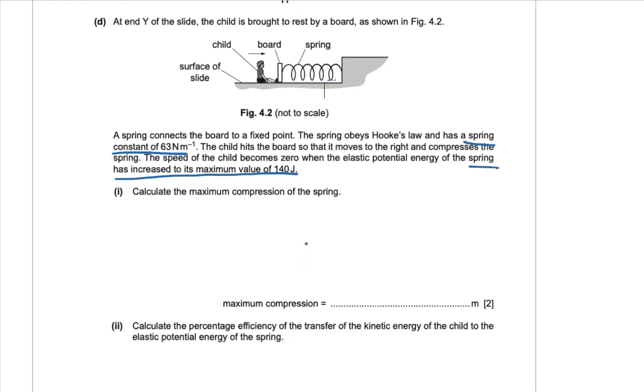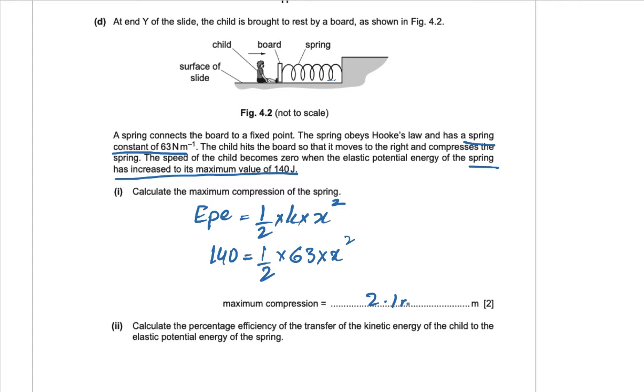Part 1, calculate the maximum compression of the spring. So you have a formula that says that elastic potential energy is equal to half into the spring constant into the compression squared. It could be extension as well, but over here in this part of the question, it is compression. The maximum value for elastic potential energy is 140 joules. At the time when the elastic potential energy has reached 140 joules, you will have the compression of X. Now when you solve this part, your value for X is going to be 2.1 meters.